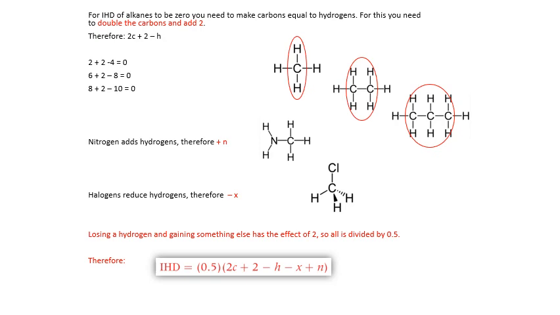For the IHD of alkanes to be 0, you need to make carbons equal to hydrogens. For this, you need to double the carbons and add 2. Therefore, 2C plus 2 minus H will give an alkane. Nitrogen adds hydrogens, therefore it's a plus N. And halogens reduce hydrogens, therefore it's a minus X. Losing a hydrogen and gaining something else has the effect of 2, so it's all divided by 2, and therefore we get the equation.